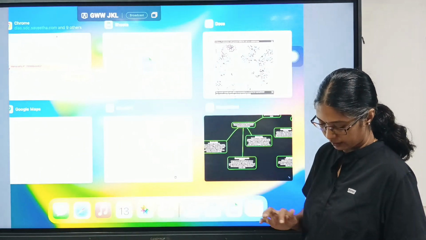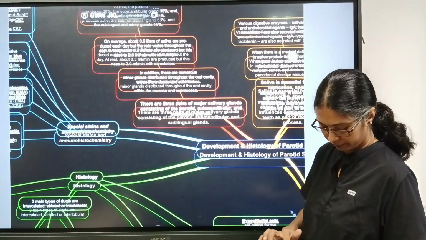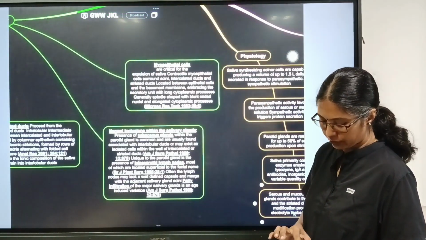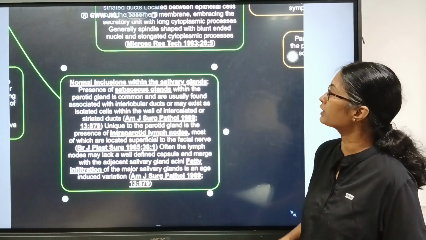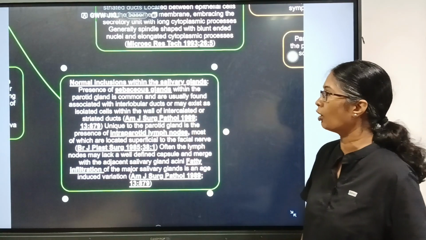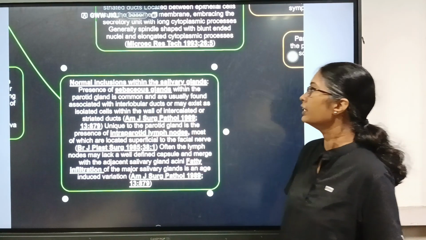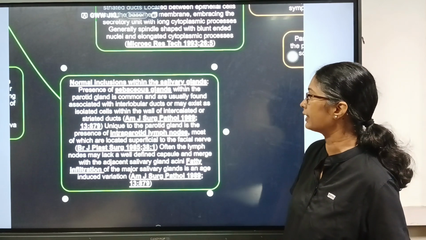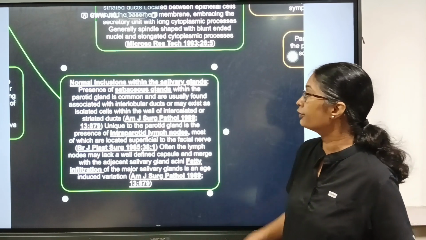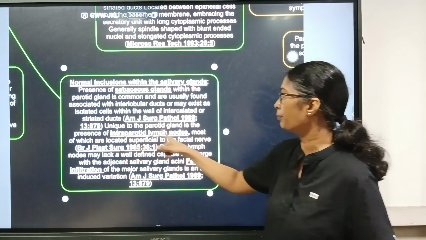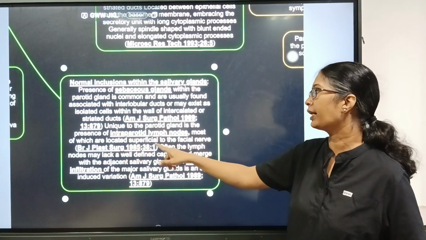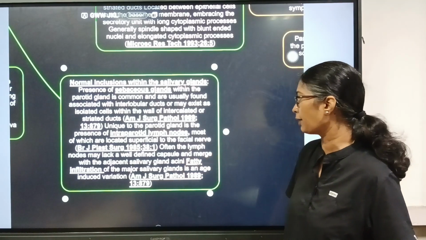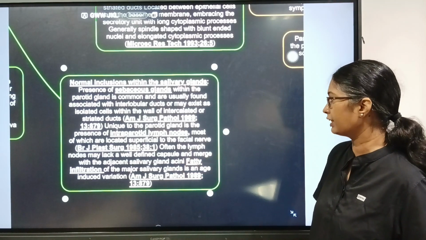I will talk about the normal inclusions within the salivary glands. The presence of sebaceous glands within the parotid gland is common, and they are usually found associated with the interlobular ducts, or may exist as isolated cells within the wall of the intercalated or striated ducts. Unique to the parotid gland is the presence of intraparotid lymph nodes, most of which are located superficial to the facial nerve. Often the lymph nodes may lack a well-defined capsule and merge with the adjacent salivary gland acini.